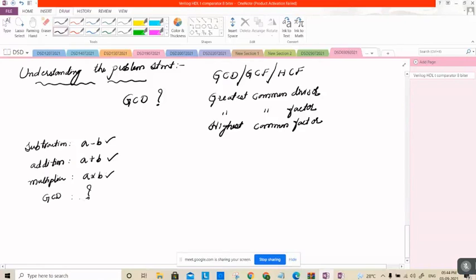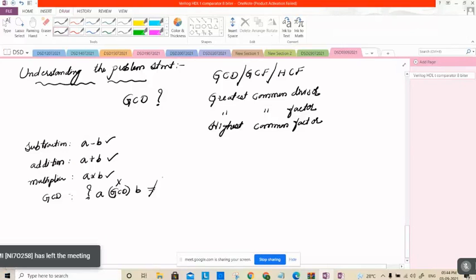How to design a subsystem for this? Is there any standard operator for GCD? No, we don't have any standard operator. A GCD B will not give any value, because there is no standard operator for GCD. If there were an operator available, we could do it straight away. So first the algorithm has to be understood.